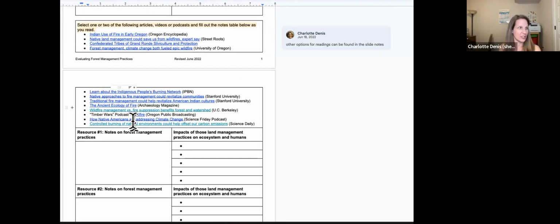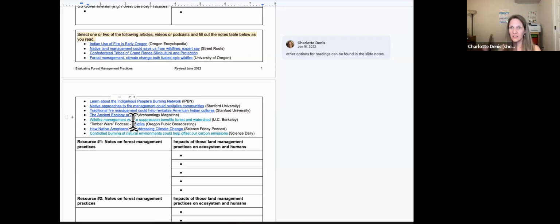So there are about 10 or so resources here. I haven't looked at this super closely, what I did last year, but I think I asked each student to choose 2, and I had them sign up so that not every student was reading the same 2 pieces. And then they took their notes on this document, because each student has this document. They take their own notes, both on what the management practices are that are described in their piece, and then the impacts on the ecosystems and humans.